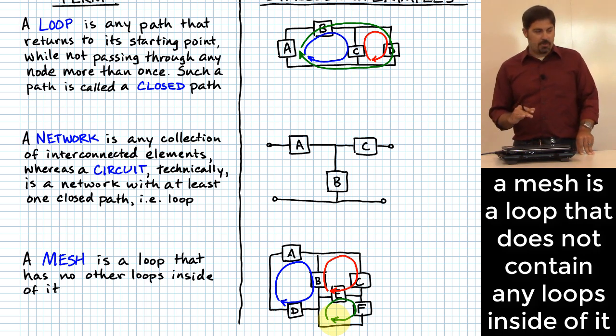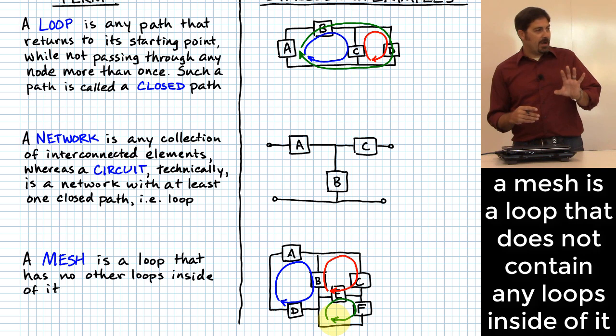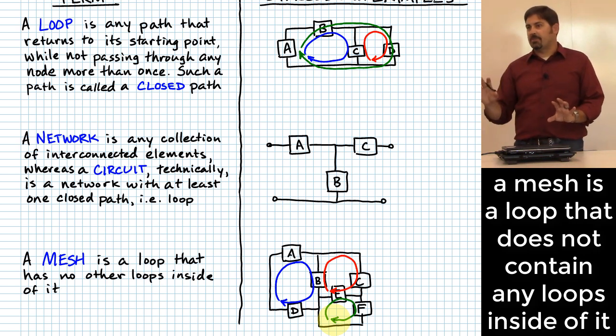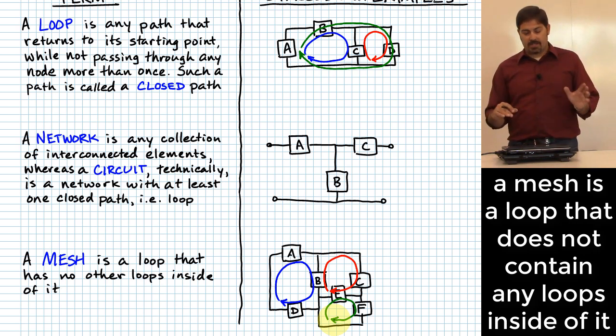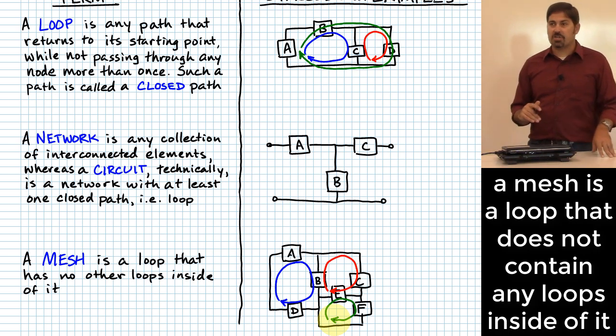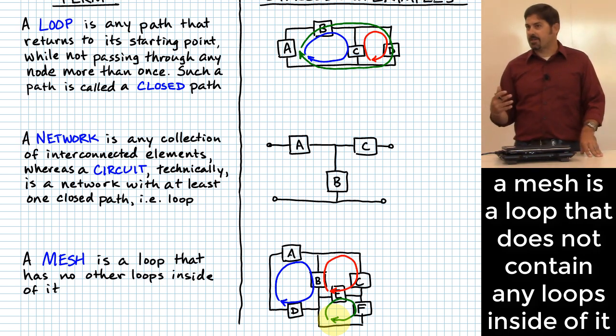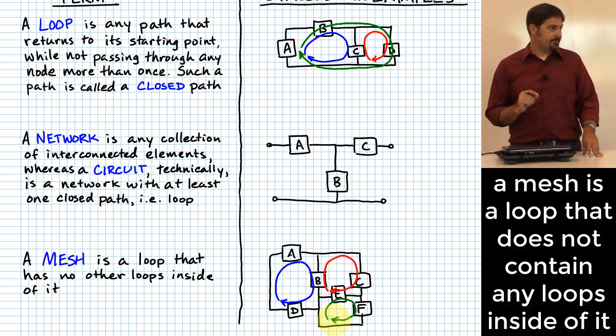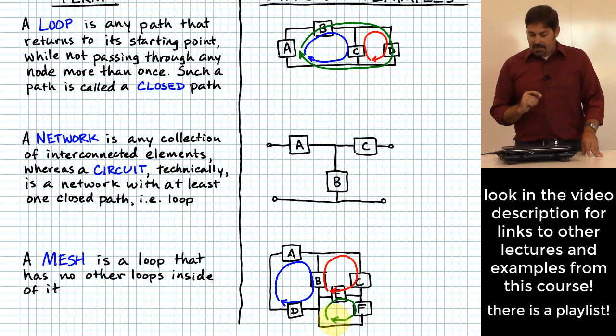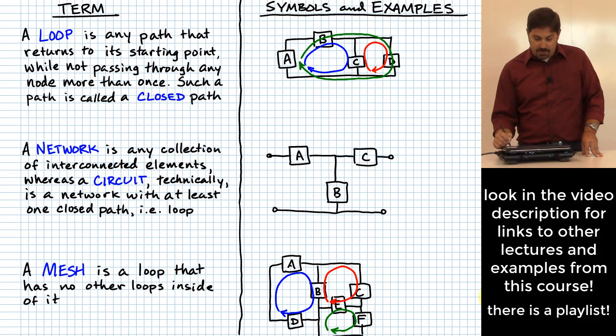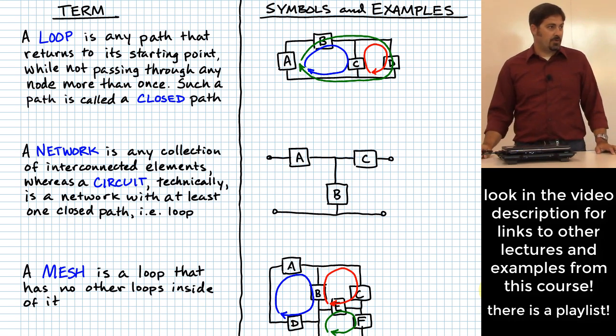So it's important to be able to identify where you might have meshes versus where you might have loops. We're going to do a technique a little bit later in the course called mesh analysis, and as you might expect, you have to be able to identify your meshes in order to be able to do a technique called mesh analysis. So, that actually concludes the important terminology that I wanted to talk through today. So I will entertain any questions if there are any.